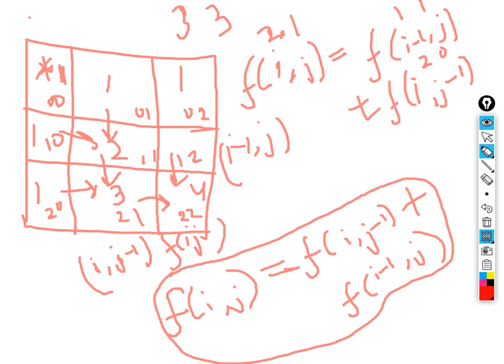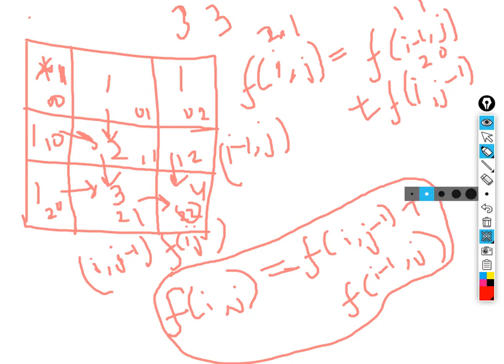So if we are implementing this in recursion, what will happen is, for f of 1 comma 1, we need to go to f of 0 comma 1 and f of 1 comma 0. Now let's say we want to reach 2 comma 2. So for 2 comma 2, again we need to come here to 2 comma 1, then for 2 comma 1 we need to call 2 comma 0 and 1 comma 1. Now for 1 comma 1 we need to call 1 comma 0 and 0 comma 1. So we can see here that 1 comma 0 and 0 comma 1 are being called multiple times.